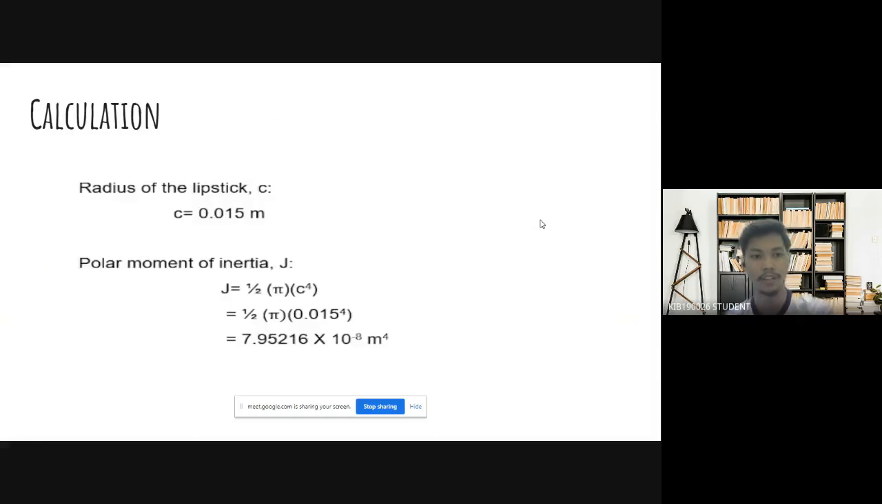Okay, so then we need to find the polar moment of inertia, or J. So we use the radius of the lipstick. We divide the diameter by 2 and we got 0.015 meter. Then for the polar moment of inertia, we just use the formula and we get the J for the calculation. We need to find J to use in the torsional calculation. Next.